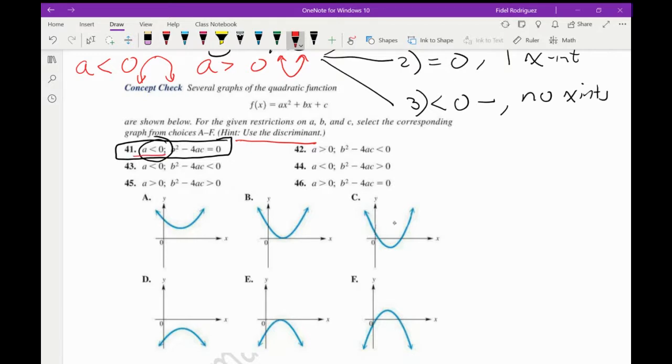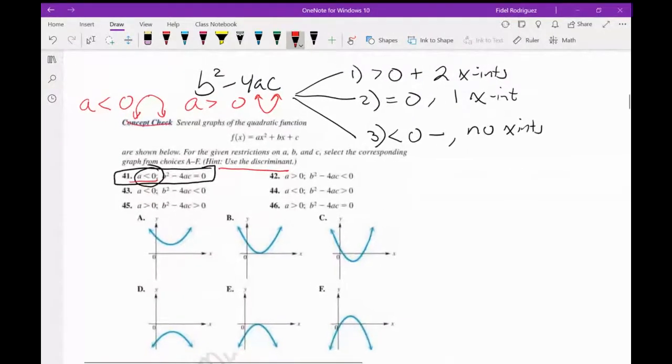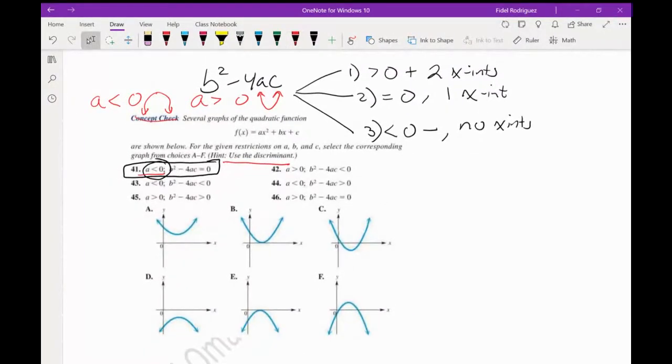Okay, so the first part here, 41, tells me it's less than 0, so my graph is opening down. So it's got to be D, E, or F, right? It's got to be one of those there. When I look at 41, it's got to be D, E, or F.